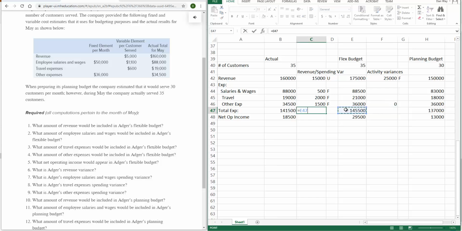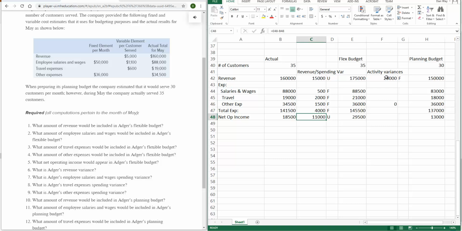Okay, total expenses, we might as well round this out here. We've got a difference of 4,000. We already know that the individual spending variances were all favorable, so that's got to be favorable as well. Just the sum of those other three if we wanted. And then in terms of net income, we've got the 29,500 in the flex minus the 18,500 actual. That's $11,000, and that's in the unfavorable direction. We could also figure that out by netting the $15,000 unfavorable revenue variance with that total $4,000 favorable spending variance. $11,000 unfavorable at the income line.